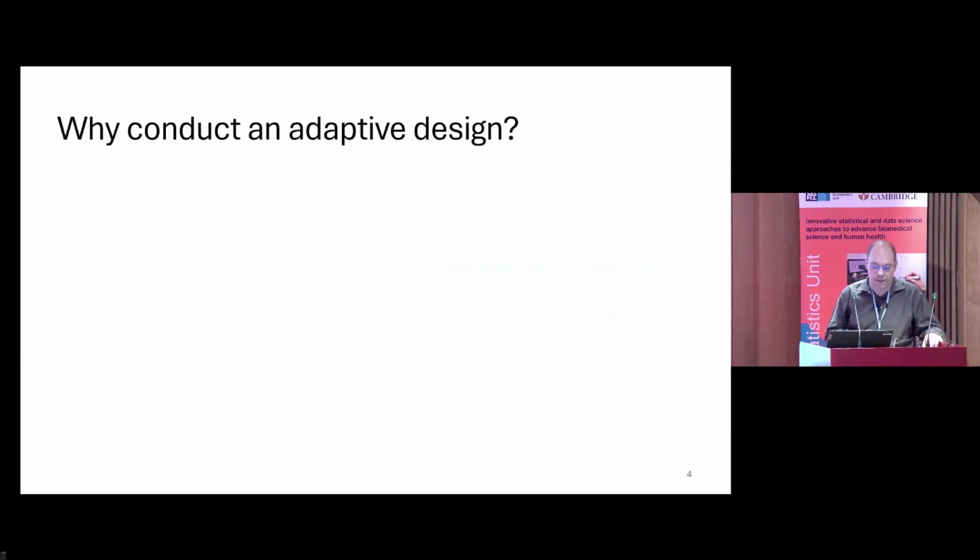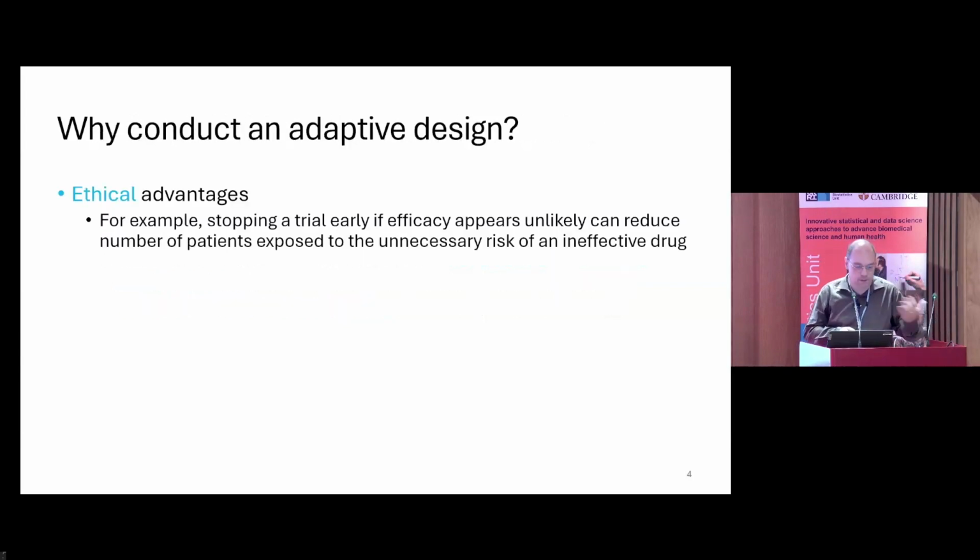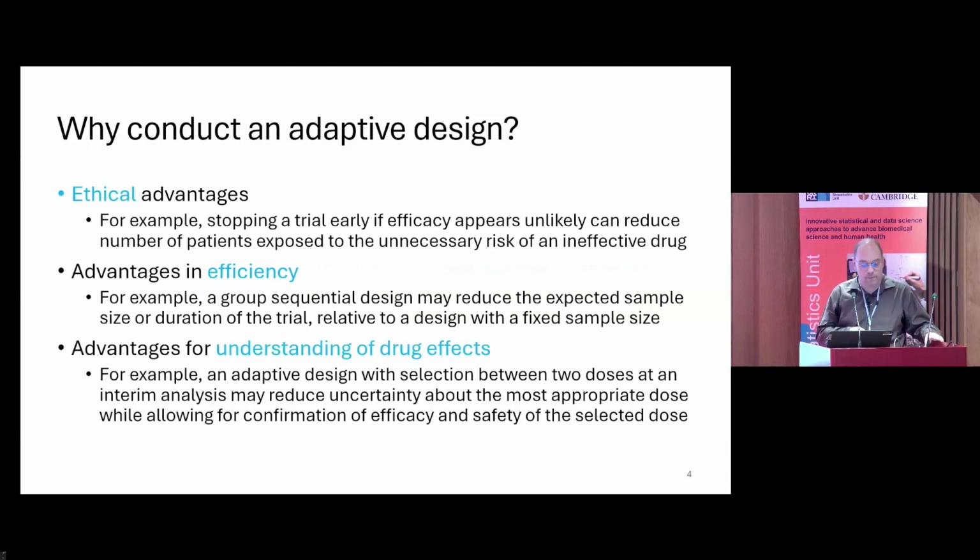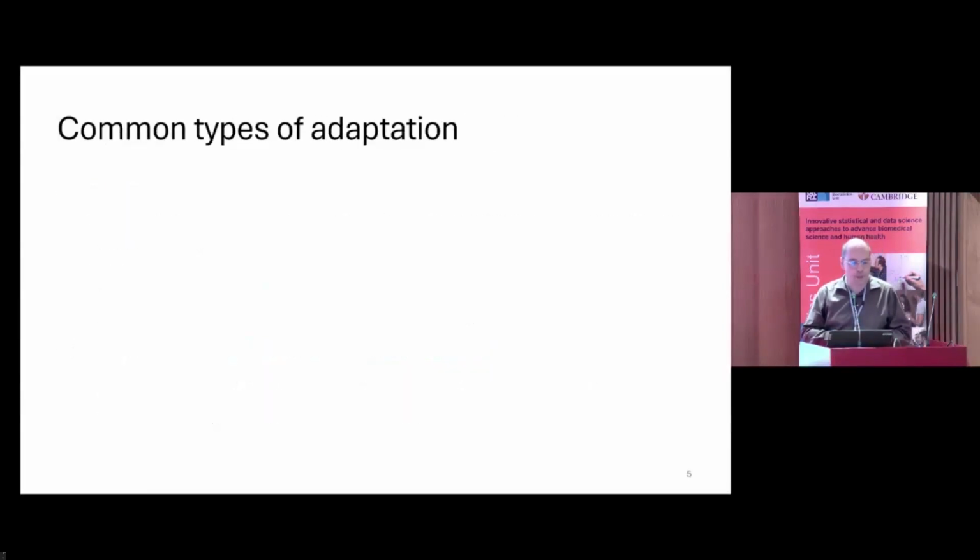Why conduct adaptive designs? We heard about ethical, efficiency, and maybe also more general scientific values as well, because if I take a second dose into a phase 3 trial, then I get better understanding of the dose-response relationship, and I could select one of the two doses. It is an incentive to take a second dose into a phase 3, which otherwise I might not do.